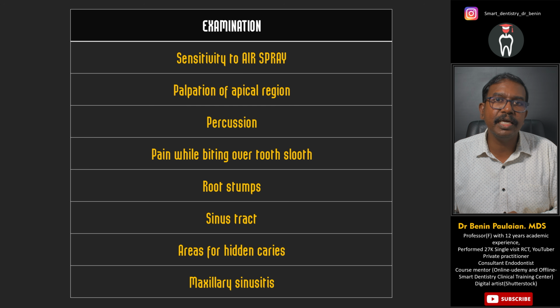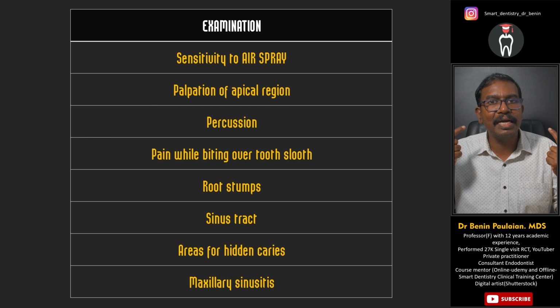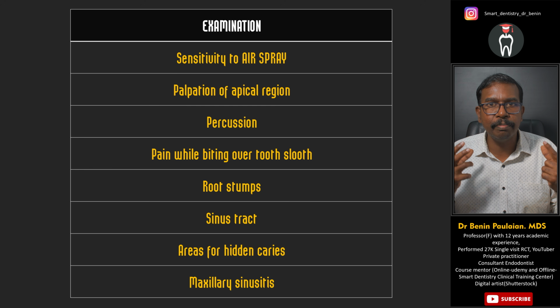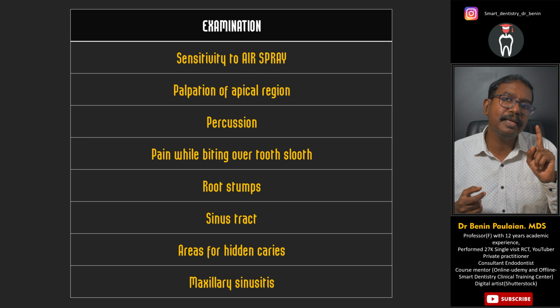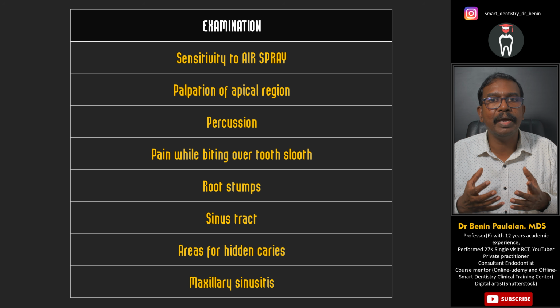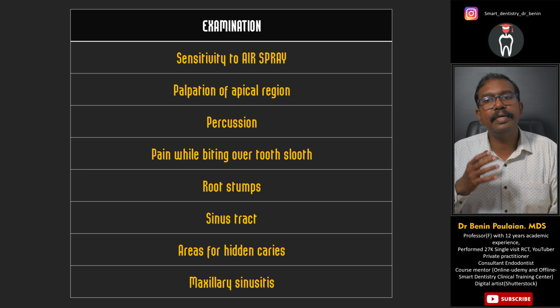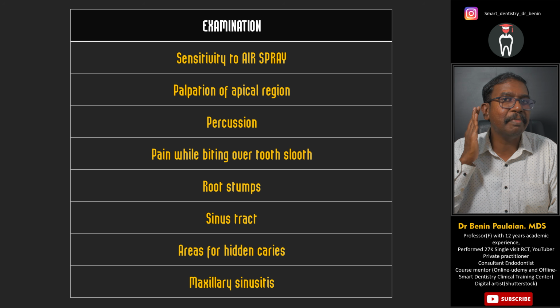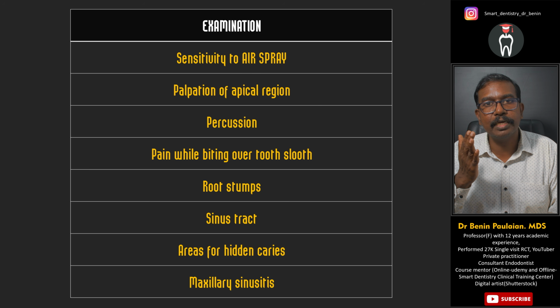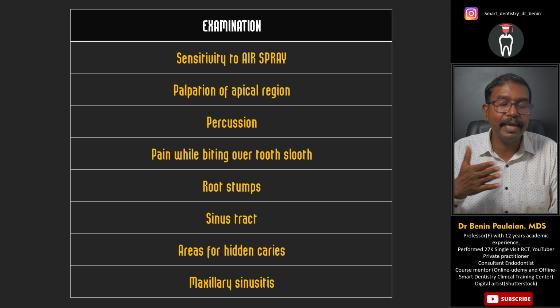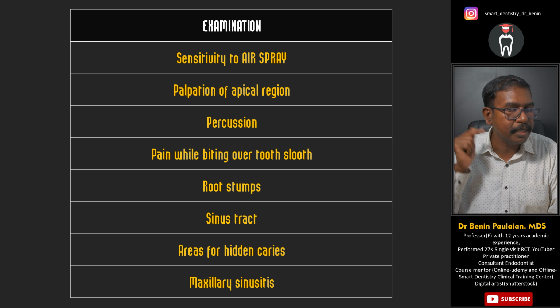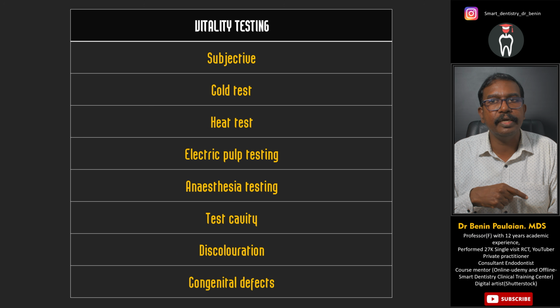The most common areas for hidden caries are the buccal surface of the maxillary and mandibular third molars. Always we have to pay attention over there. Then the palatal aspects of the maxillary incisors, and then maxillary molars, especially the second premolar or first molar. If there is no clear-cut decay and the patient experiences pain, it could be because of maxillary sinusitis.